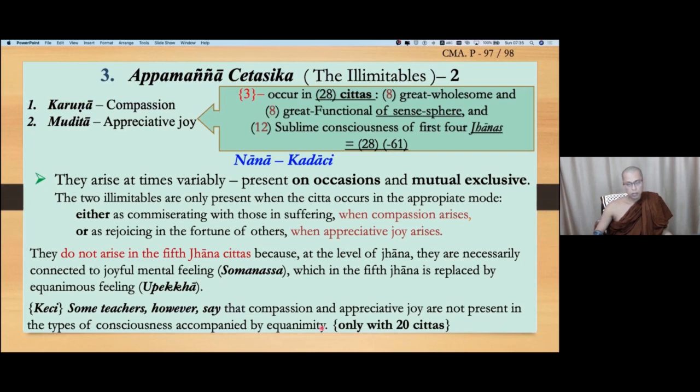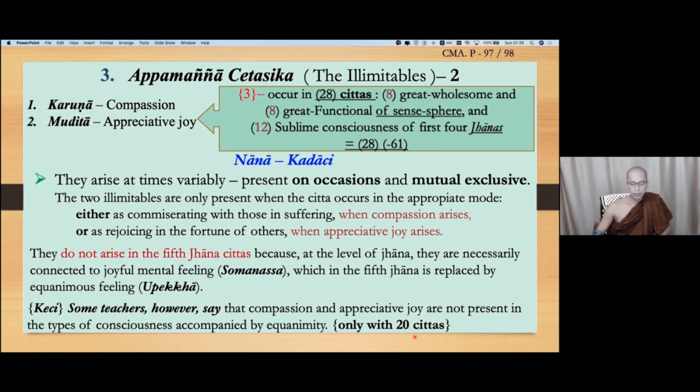So according to their understanding, we have to remove the 4 equanimity from the great wholesome, and the 4 equanimity from the great functional. So only 20, according to the Kechi, some teachers.